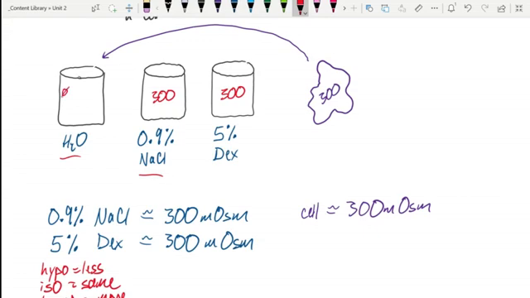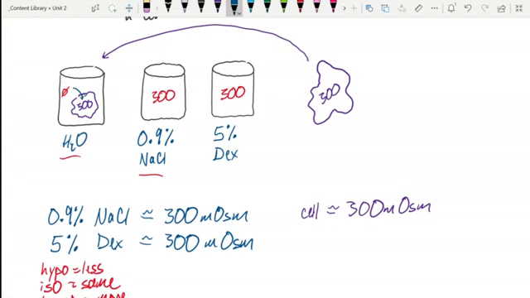We'll draw it up in the corner here so we have some room. And here's my cell, and the cell's 300. The question is, what's going to happen? Well, water follows salt. Hopefully we can see that. The water sees 0 on the outside, 300 on the inside. Water will go into the cell.